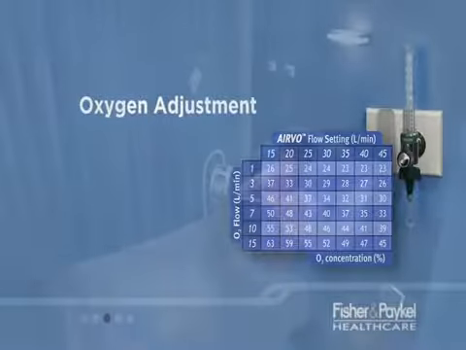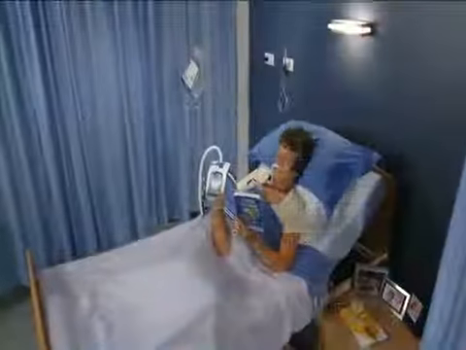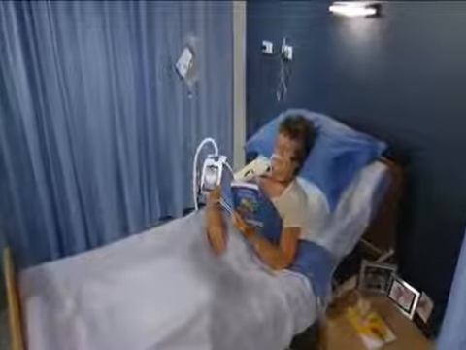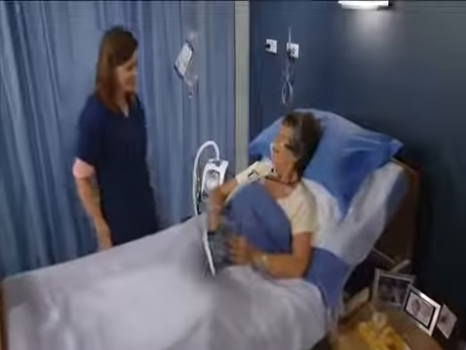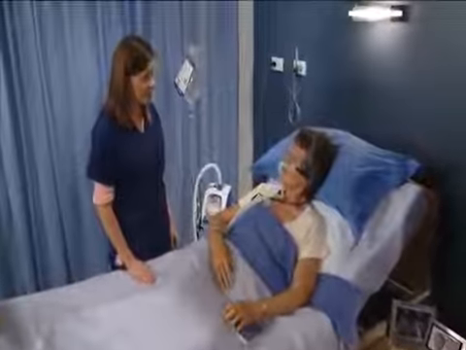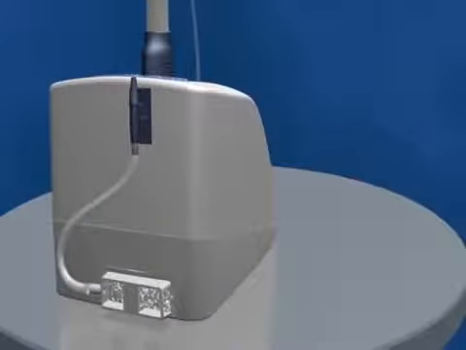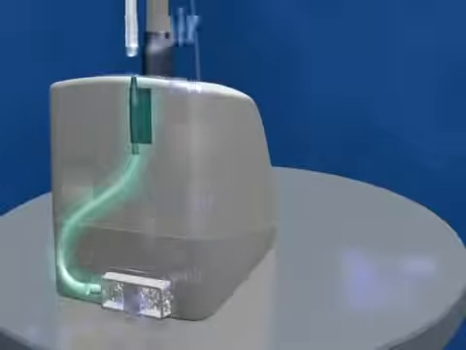In the previous chapter, we prepared the Airvo to provide humidified room air. Now, let's look at setting up the supplementary oxygen supply. Room air has an oxygen concentration of 21%. However, we can increase the level of oxygen delivered to the patient using the oxygen inlet extension kit.